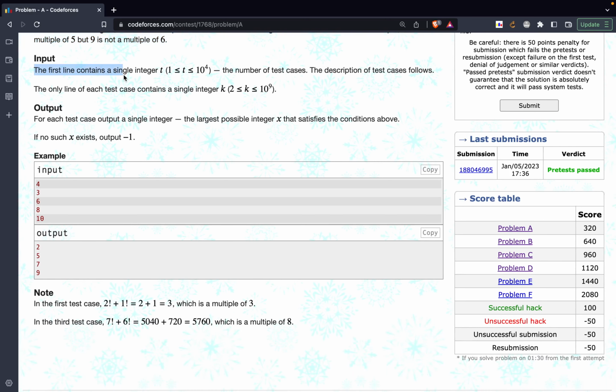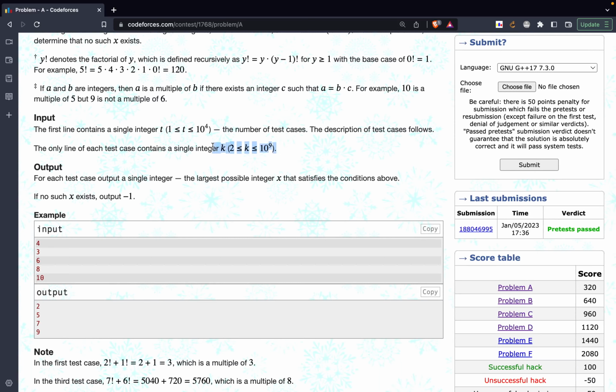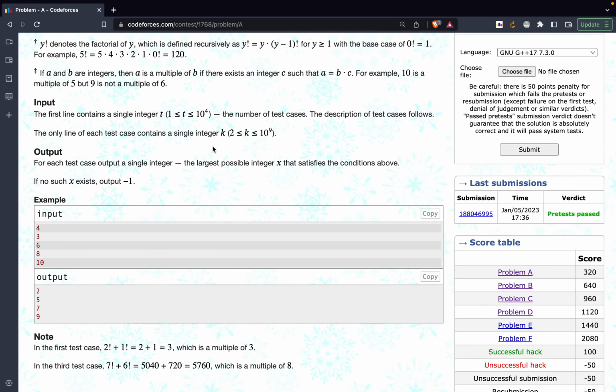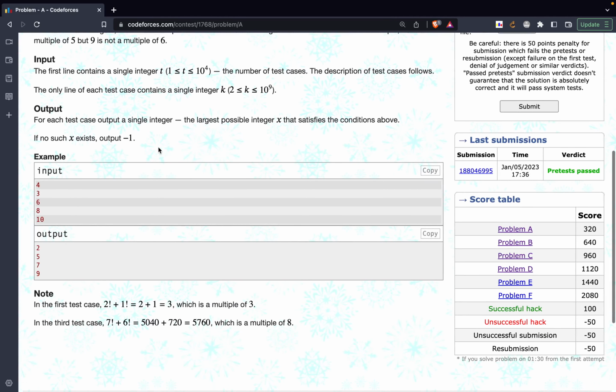Then they have told us that the number of test cases t is less than or equal to 10 to the power 5, and k, the number they have provided us with, is less than or equal to 10 to the power 9. We are not interested in that, because the answer is going to be of order 1, so it could be anything and we would still be able to process it. We just have to print a single integer x, and that is the answer.